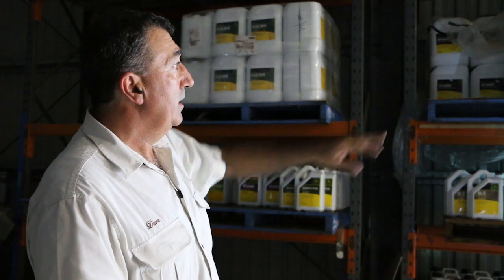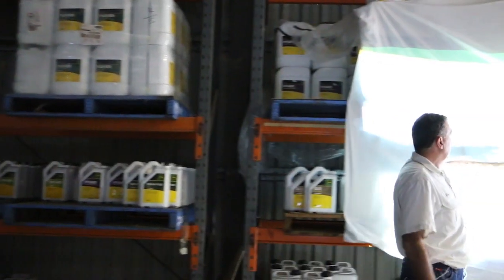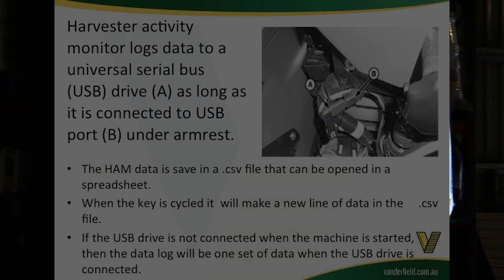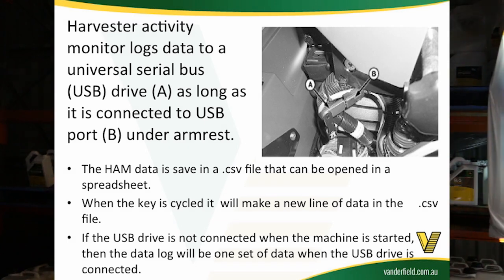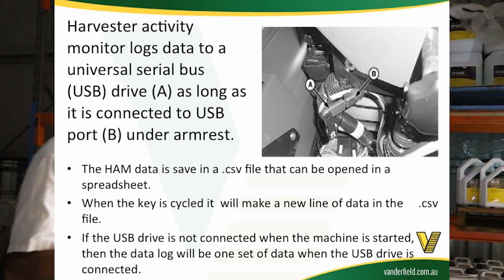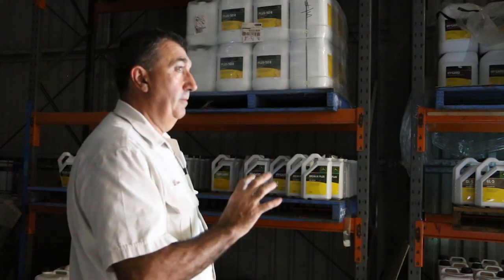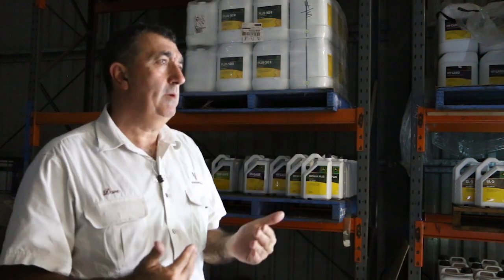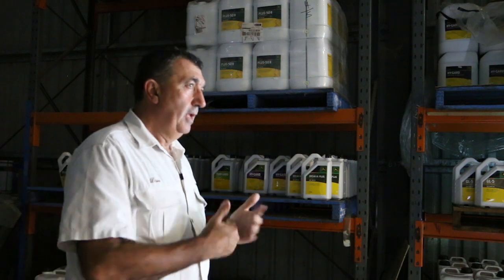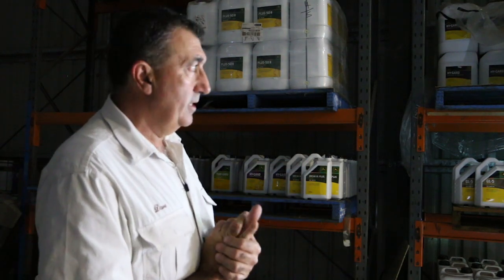How we get the printout is down on the bottom of the right-hand side, or under the console, there is a USB port. Once we drop a USB into there, it will log everything that's happening. The minute you turn the key on, it downloads everything that's in that system. At the end of the day, we're probably still experimenting with this. We had it in Craig's machine last year, and we're just trying to see how we can utilise it. So what we're looking for is some sort of printout.